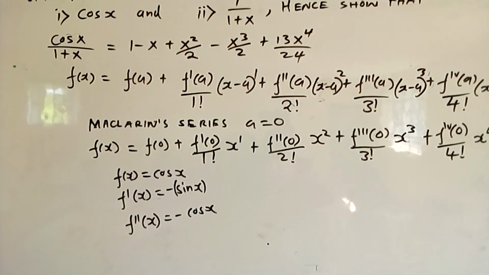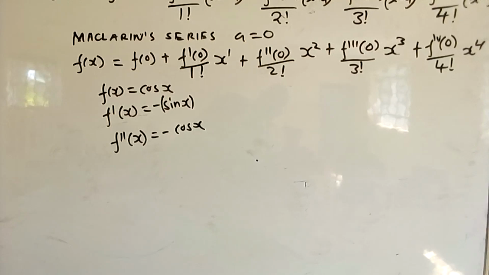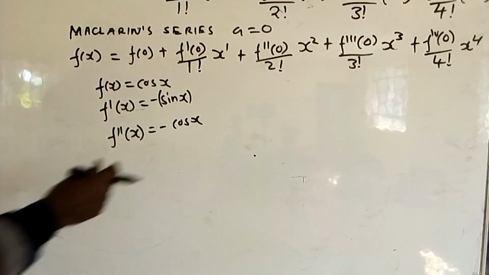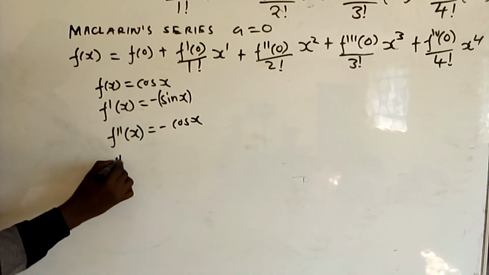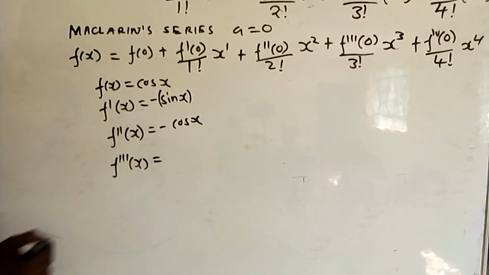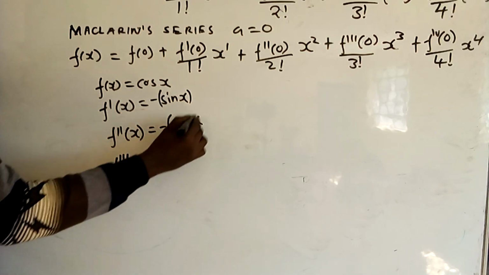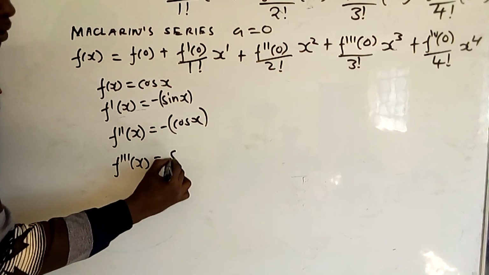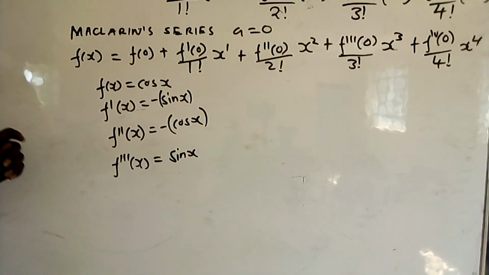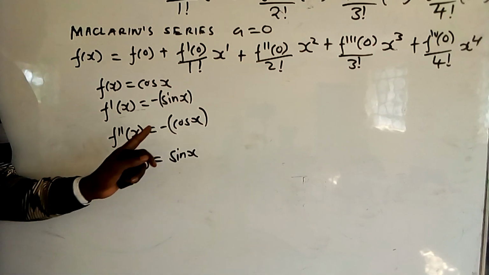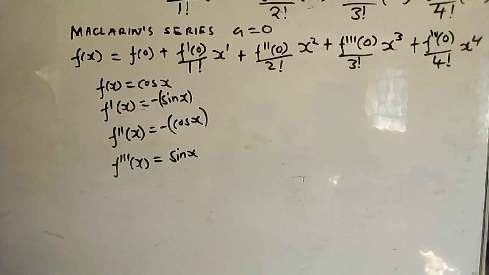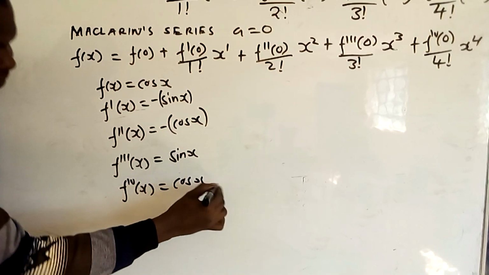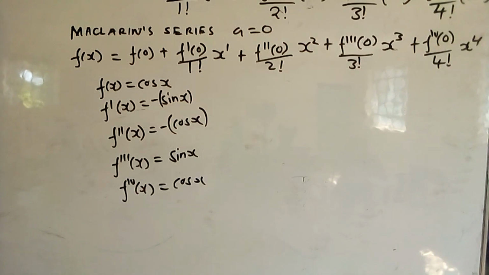If you differentiate it for the third time, what do you have? If you differentiate cos x, you get negative sine x. So negative sine x times the negative which was outside gives positive sine x, isn't it? Then if we differentiate it for the fourth time, if you differentiate sine x, you get cos x, isn't it?